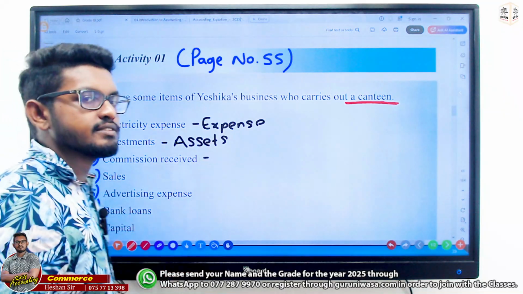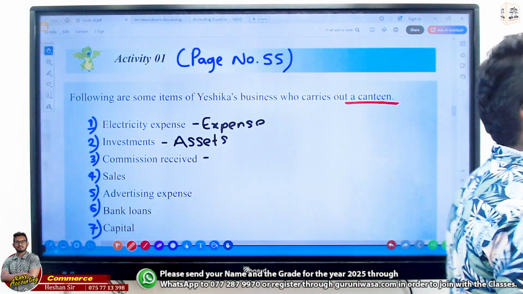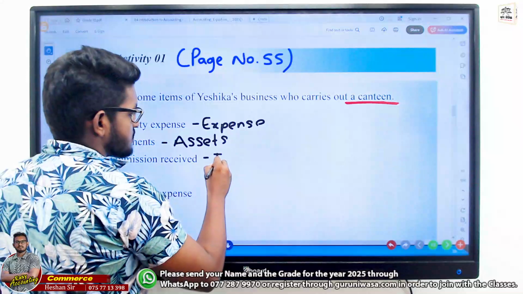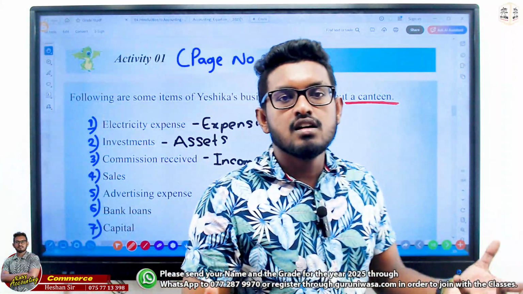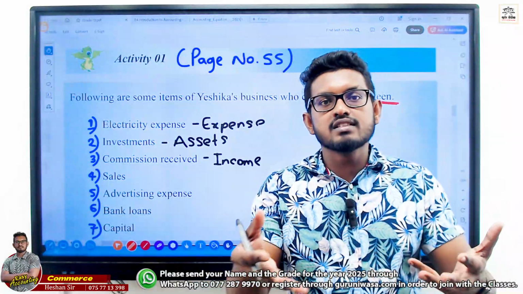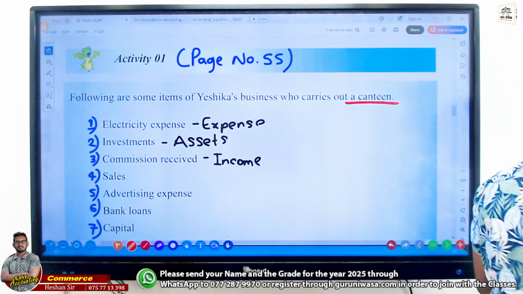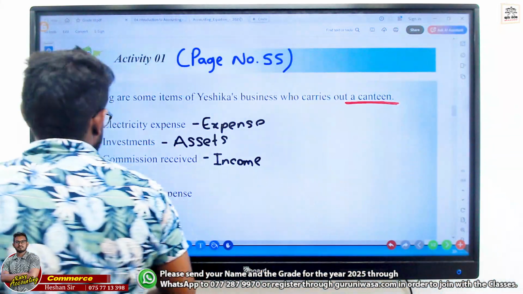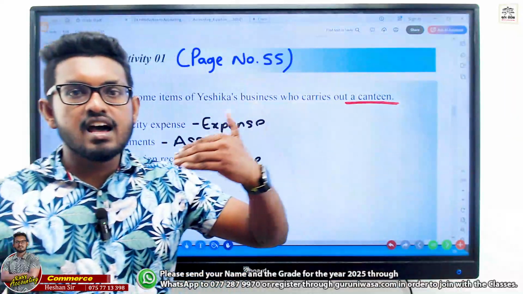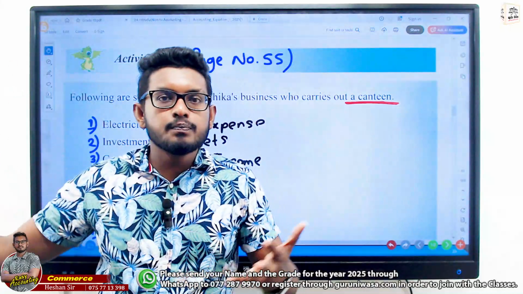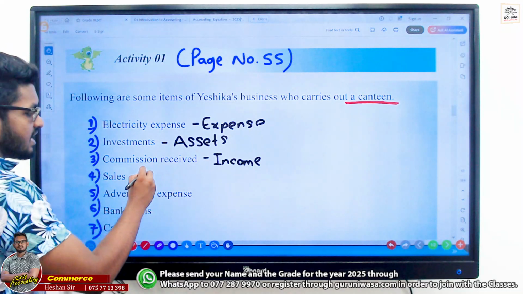Commission received. Income. It is returned something. It is because of the business activity. Commission එකක් හම්බෙන්නේ business activity එක නිසා. Business වැඩ කරාම කාගේ හරි goods වැඩිපුර sell කරාම they are receiving an income. Right? Commission received is an income. Sales. Income. I told you, purchases are expense, stock sales are income. Then we can calculate the profit which we earn through stocks. So sales is an income.